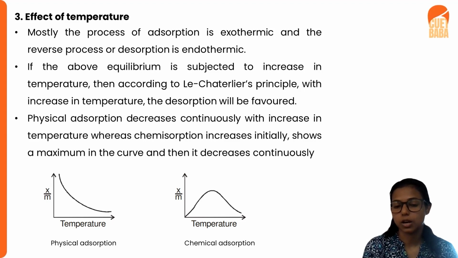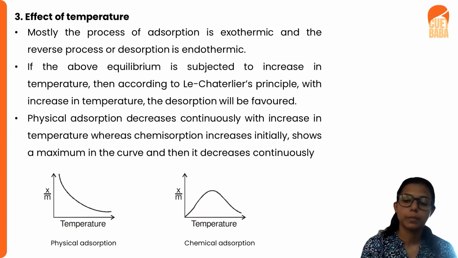But in chemical adsorption, we can see that there will be an increase in the accumulation of substances on the surface of the adsorbent when we increase the temperature, but it will decrease when a specified temperature is reached. After reaching a specified temperature, there will be a decrease in the adsorption process. First there will be an increase, later on there will be a decrease in the adsorption process.